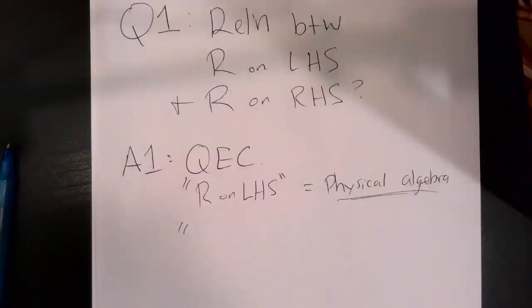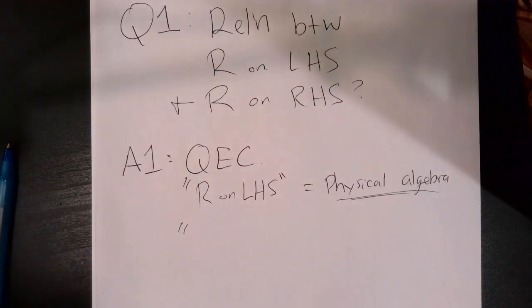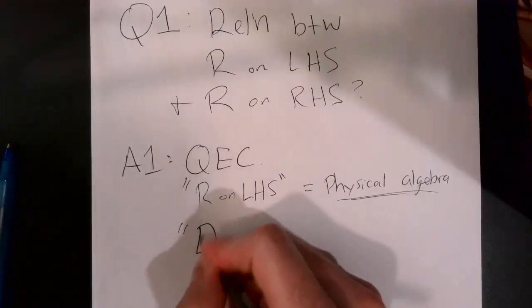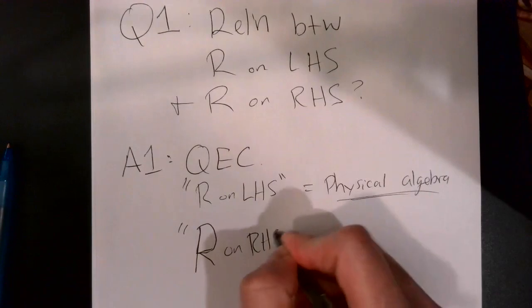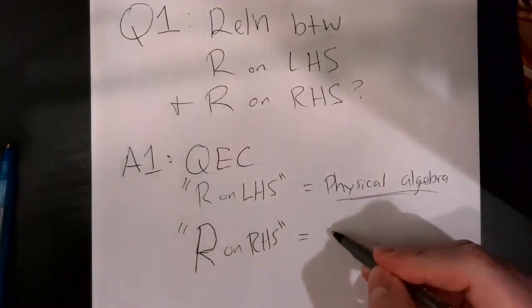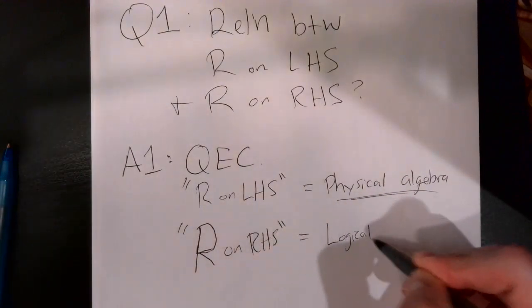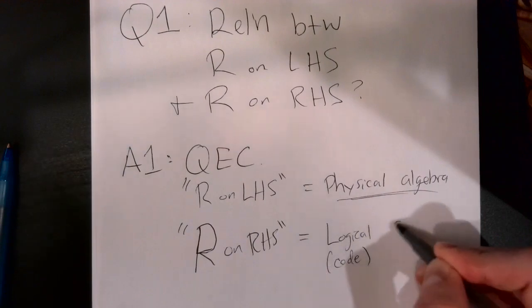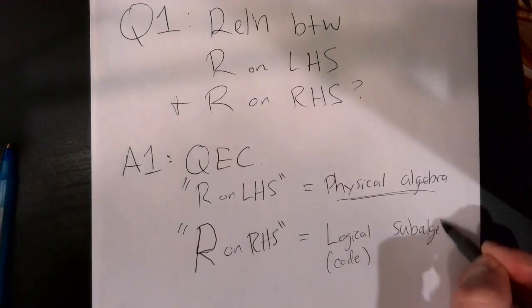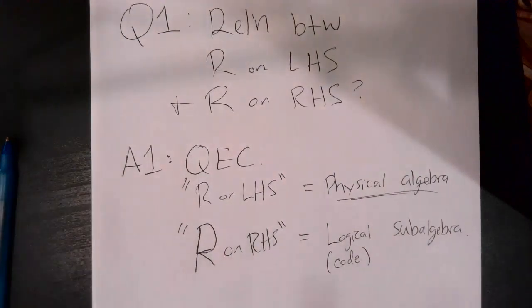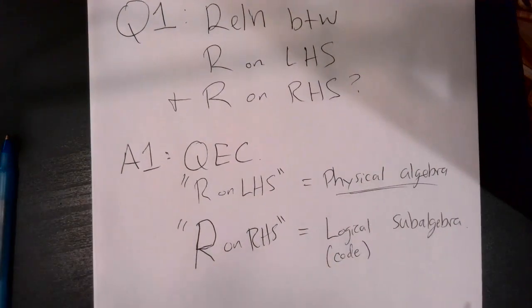By algebra, do you just mean the set of all low-lying primary states, or what in the CFT? Yeah, I mean the full set of operators versus some restricted set of operators. That's right. Okay, thanks. And then R on the right-hand side will be some sort of logical or code subalgebra. And explaining what I mean by this will be the point of the last part of this talk.